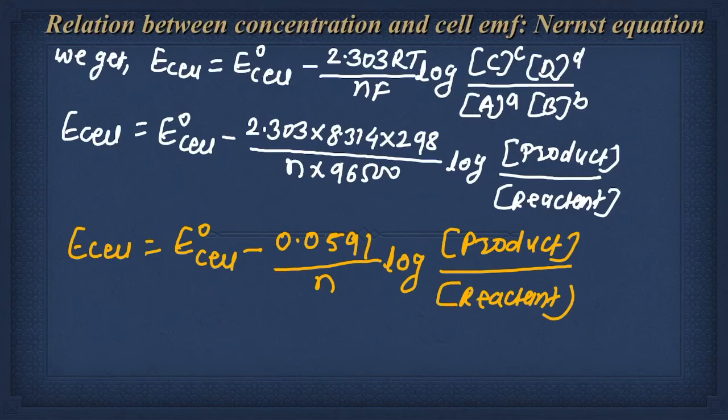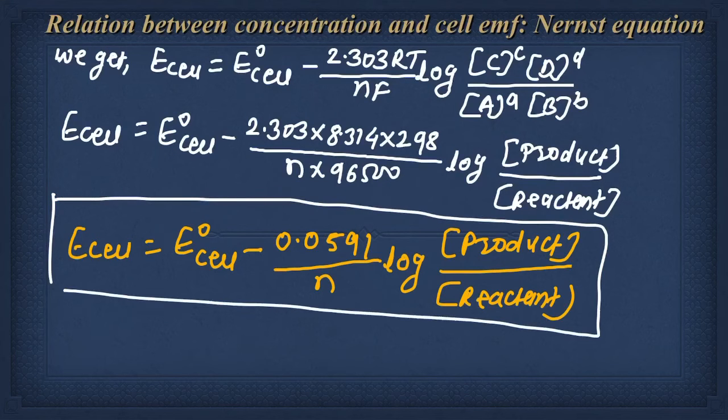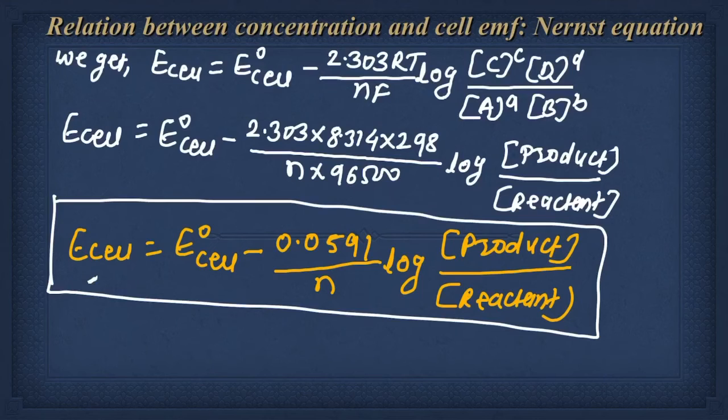Okay, so this is the final equation where we can easily calculate the cell EMF if the concentration of the product as well as the reactant is given, or if we use different concentration electrolytes. So we can easily calculate the cell EMF. Okay, so let's try to write the Nernst equation.